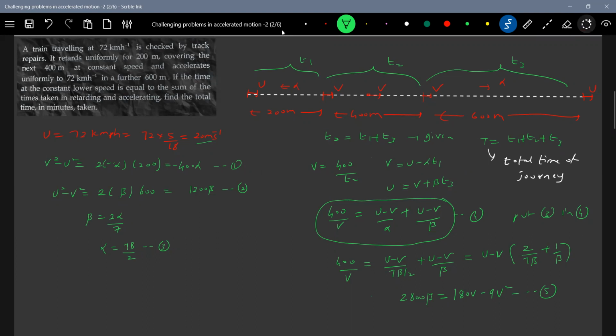Now let's apply the equations of motion for this. U square minus V square equal to alpha. Or we can apply for this. Sorry, this is beta, no? Now we'll apply this one. So this length is how much? 600 meter.